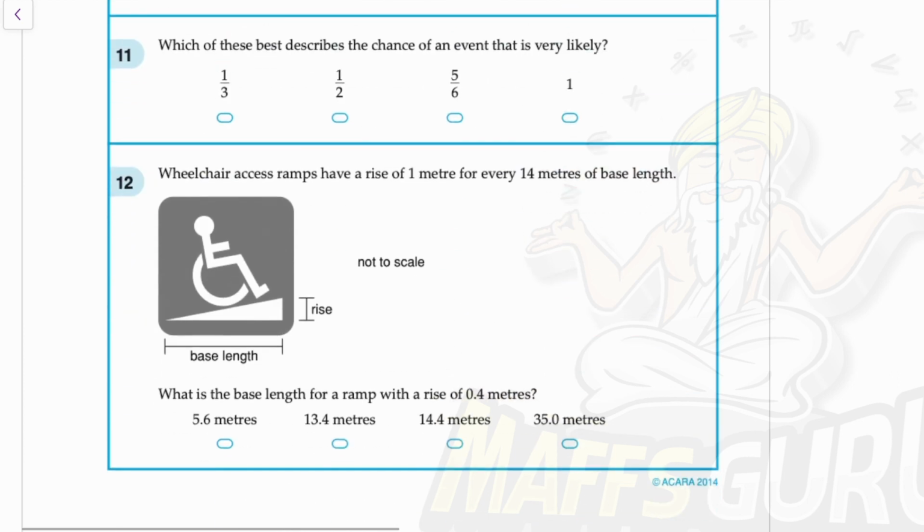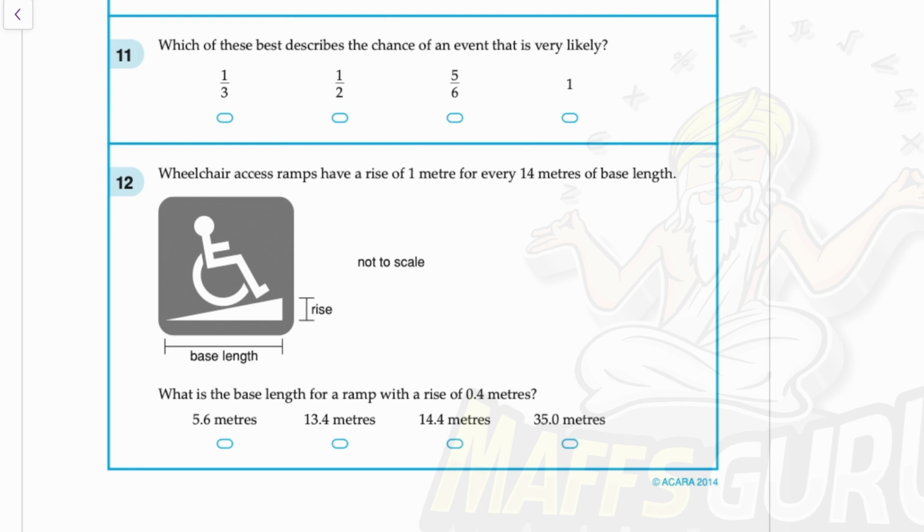Which of these best describe the chances of an event that is very likely? Okay, so because it doesn't say certain, I think the language here is not 1. I think that's a trick. I think it's very likely we're looking for a number that's closest to 1.